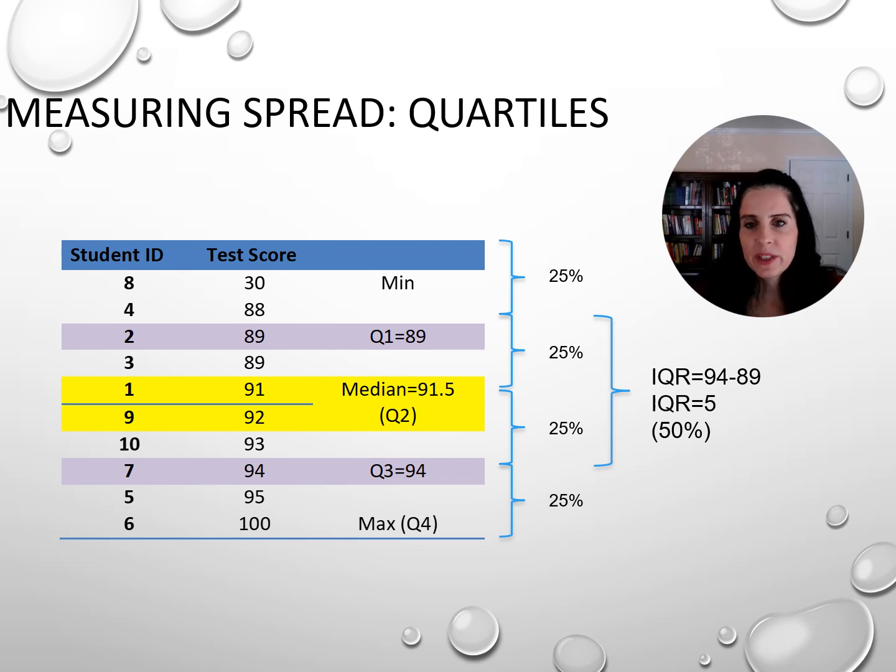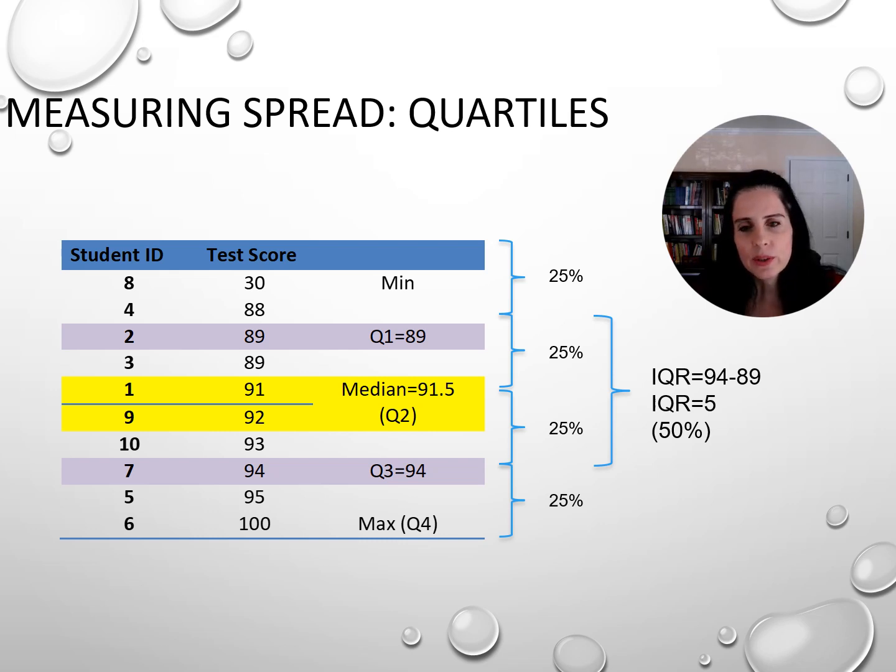Let's go back to our example and illustrate how to identify quartiles and how to calculate the interquartile range with this small data set. We already know how to find the median value, which is 91.5. If we apply the same procedure but use only the first 5 observations, the median of the first half is 89. This is the first quartile. Similarly, if we apply the same procedure to the second half, we find 94, which is the third quartile.